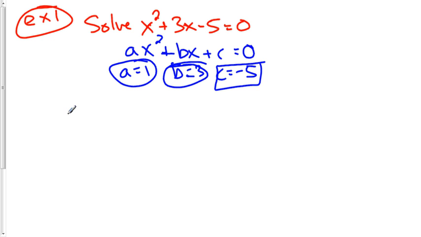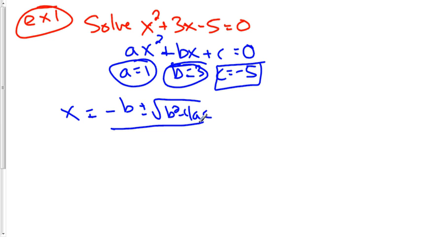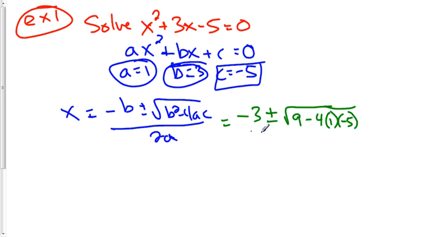So we just said the quadratic formula is x equals negative b plus or minus the square root of b squared minus 4ac all over 2a. Apologize for that. So now let's substitute in what we know. b is 3, so negative b, which just means the opposite of b, is going to be negative 3, plus or minus the square root of b squared, which is 9, minus 4 times a times c. c is negative 5, all over 2a. 2 times 1 is just 2.